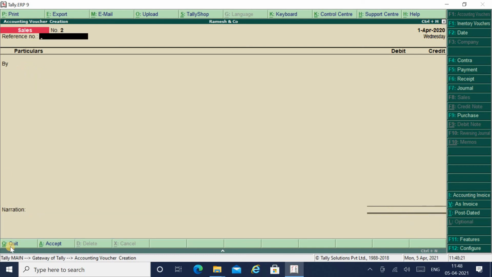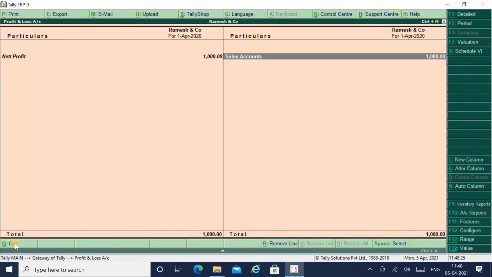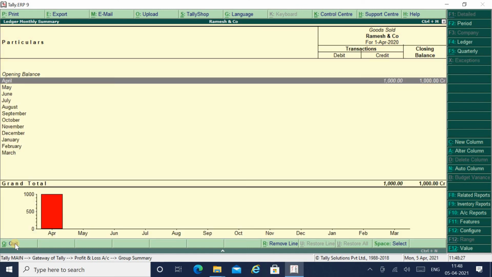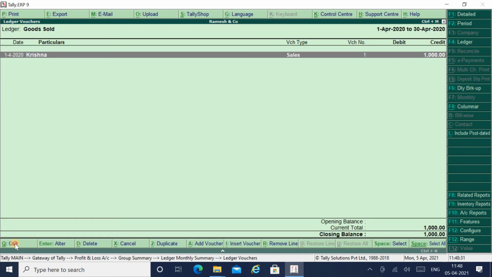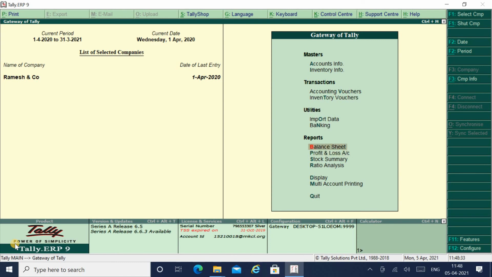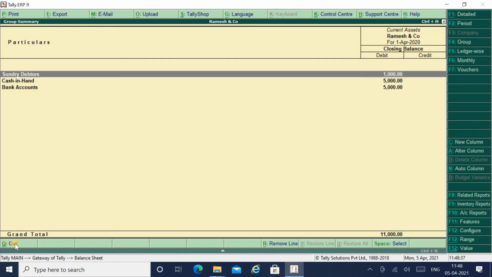So I will accept this entry. Now let's see how our books will get reflected. First go to profit and loss account. I will go to sales, and here you can see I have sold goods, and the sales are getting reflected in my profit and loss account. Now go to balance sheet. You have to go to current assets, and here you can see sundry debtors. When the balance of sundry debtors is getting reflected, it means that you will be getting the payment in future, and right now you have made that sales as credit sales.